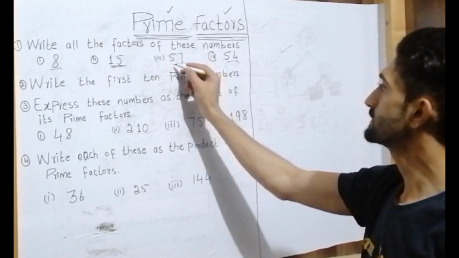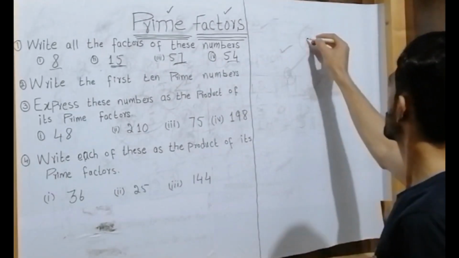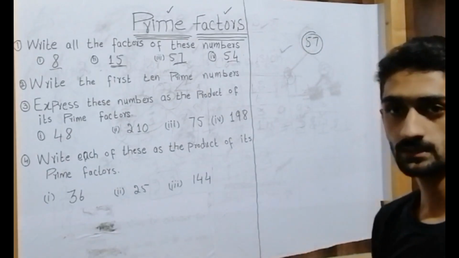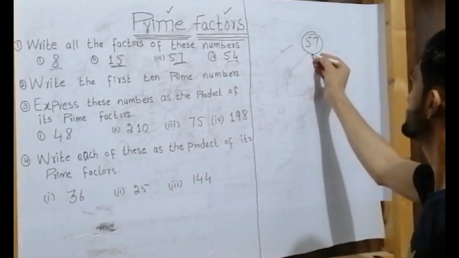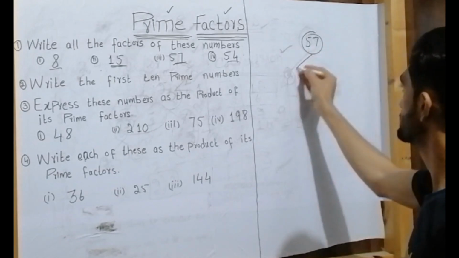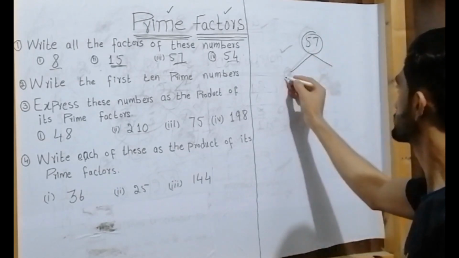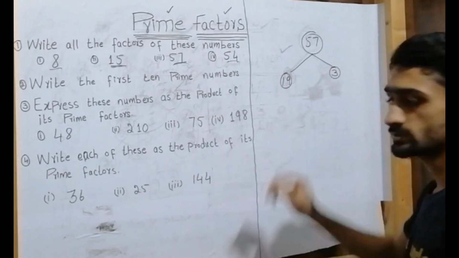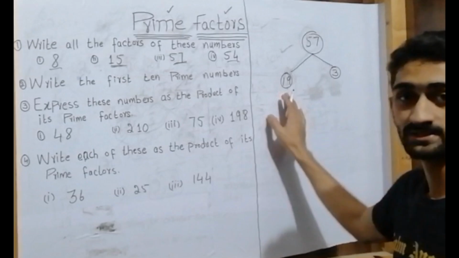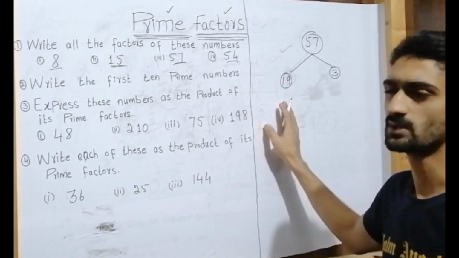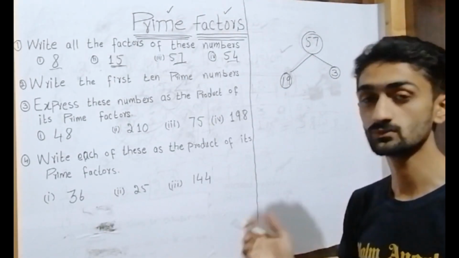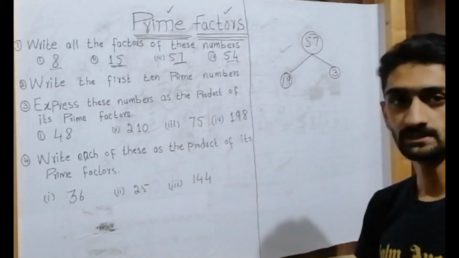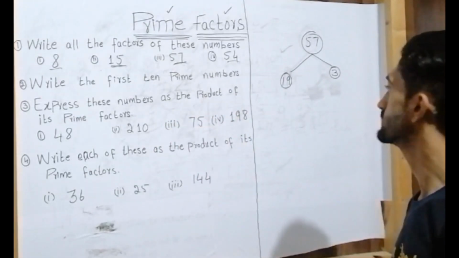Now the next number is 57. I will write it as 57. If you think over it, you will find that 57 is the multiplication of two numbers, which are 19 and 3. Now you cannot further divide the number 19. It's a prime number as well, but I'm not going into the discussion of prime numbers. We will go through that in the coming questions which are listed on the board.